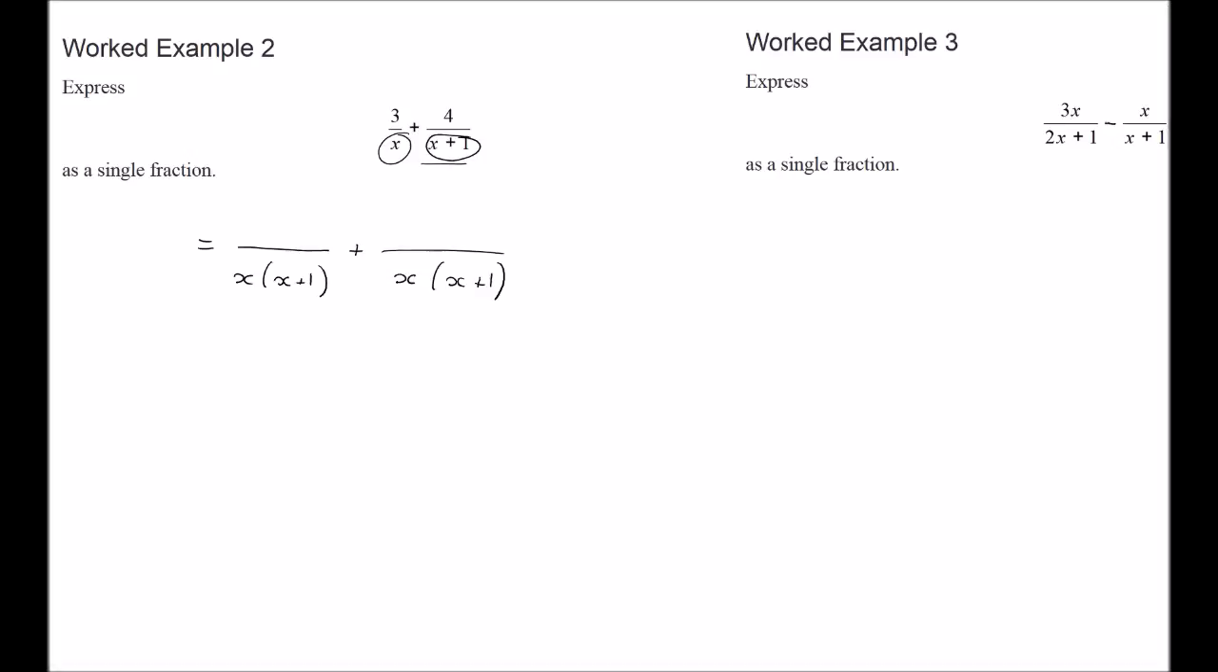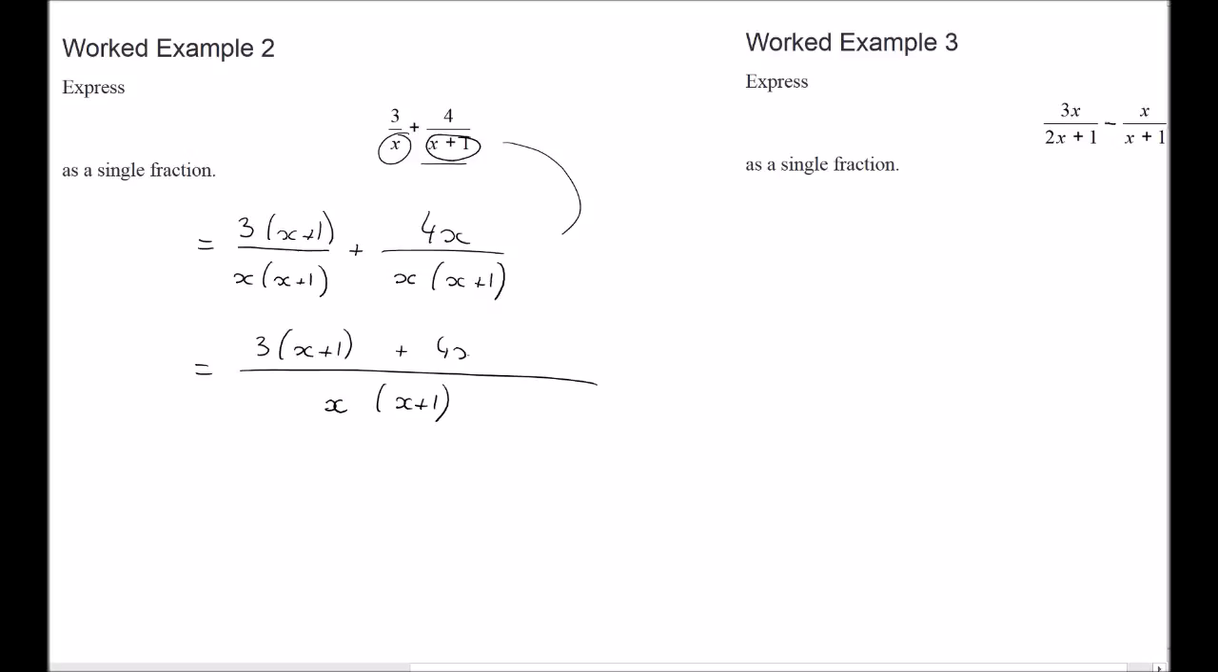In the first fraction I multiplied my denominator by x plus 1. So I need to do the same thing to my numerator. I'm going to do 3 times x plus 1. In my second fraction, I multiplied by x. So I'm going to do the same thing to my numerator. So I'm going to get 4x. Now I'm going to put everything on one big fraction. And my common denominator is still x times x plus 1. And again, I don't need to do anything with that. That will make 3 times x plus 1 plus 4x.